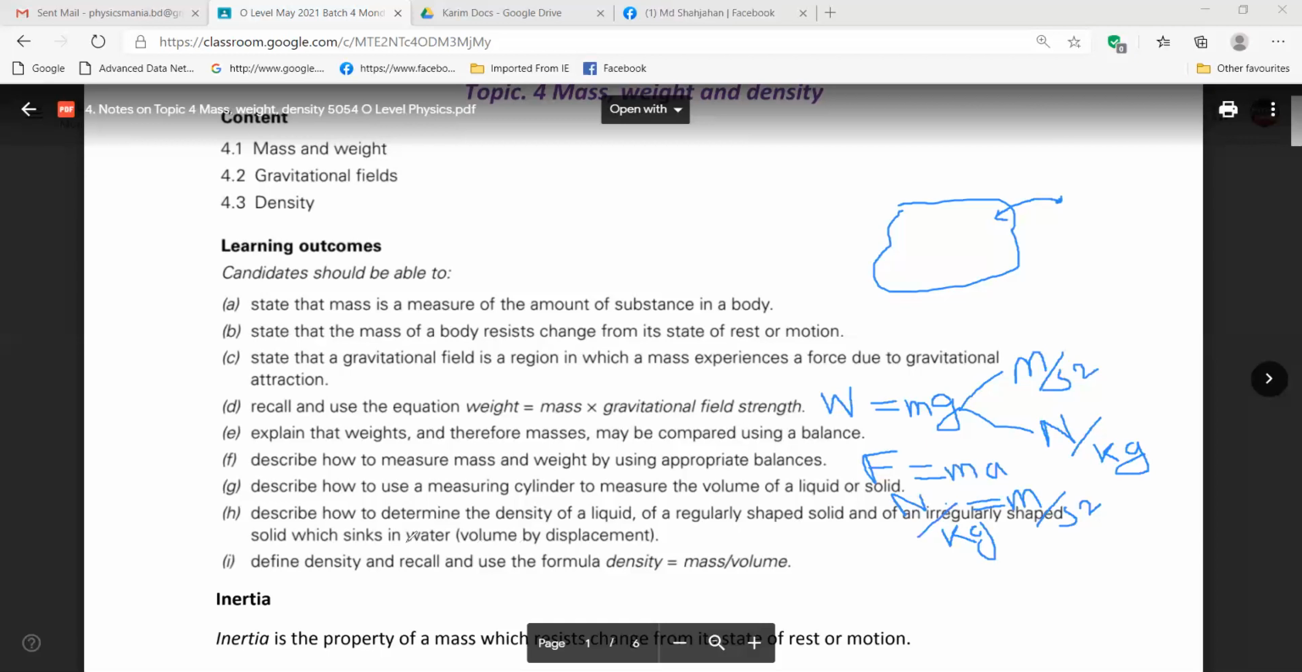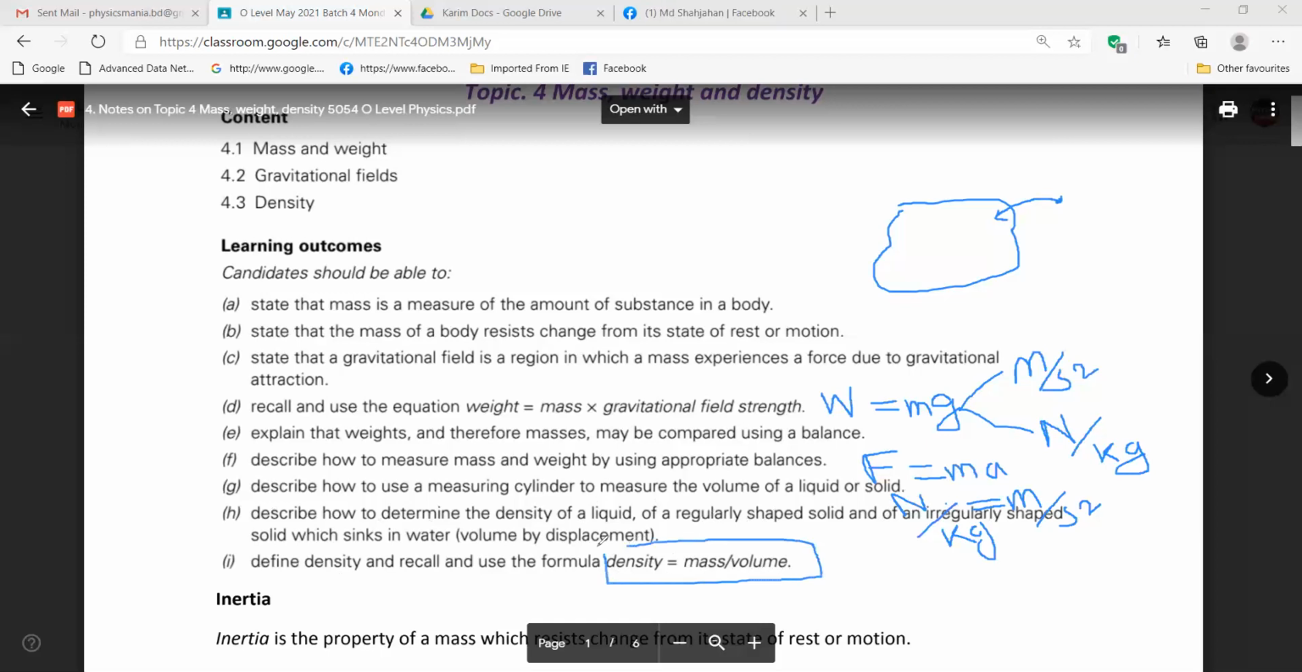So this one is called the water displacement method, right? Yes, sir. We can measure the volume of irregularly shaped objects. And after measuring the volume, we can find the density also, right? Using this formula. Yes, sir. Density equals mass per volume.